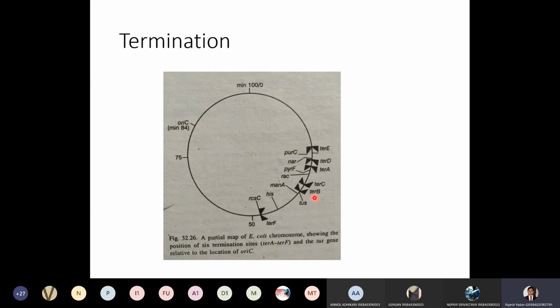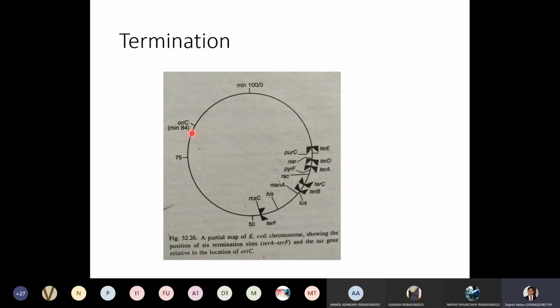There is a specific ter site present in the DNA where the termination occurs. So at the ter site there are ter proteins. First, TER-E, TER-D, and TER-A; these three proteins go in the clockwise direction. And the other ones are TER-C, TER-B, and the Tus protein, which bind here in the DNA in the anti-clockwise direction.